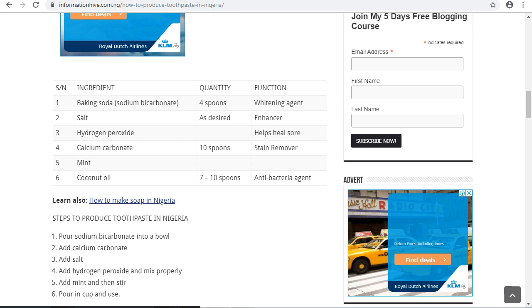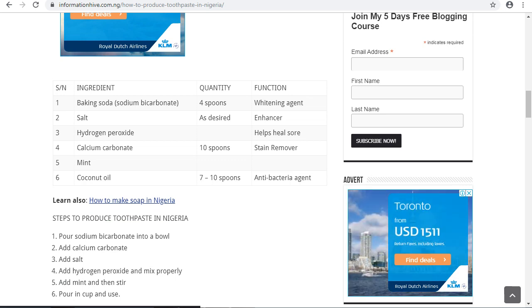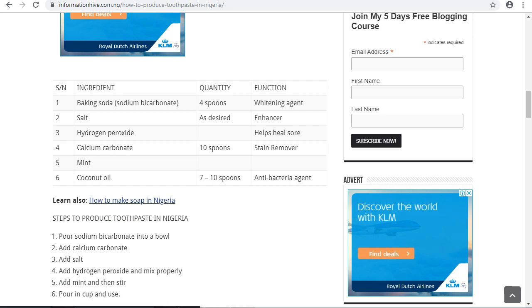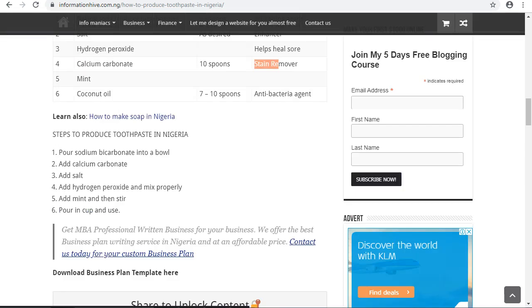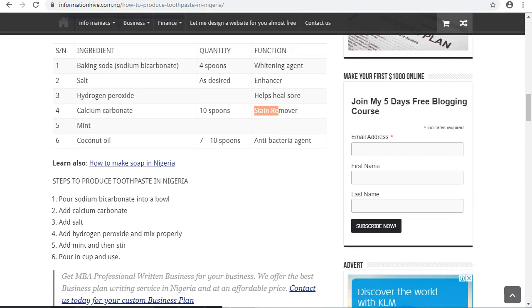Like I mentioned before, what you need is baking soda, 4 spoons. You can also add salt, which is an enhancer, but make sure it's a little salt you are putting in. If you want to go further, you can also add hydrogen peroxide. For people that have sauce in their mouth, it can help remove it. I was talking about calcium carbonate, which you can also use to remove stains, the mint, coconut oil and all that. I've also told you how to mix all of them to get your desired toothpaste.